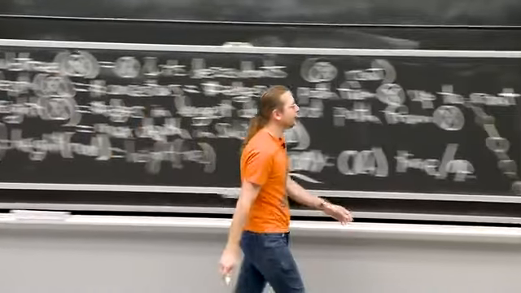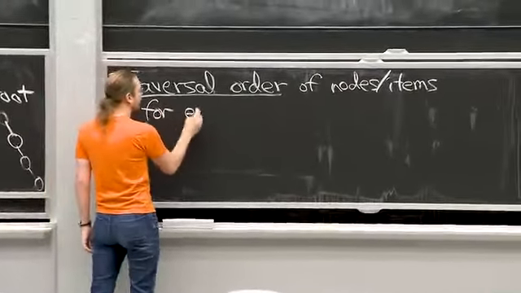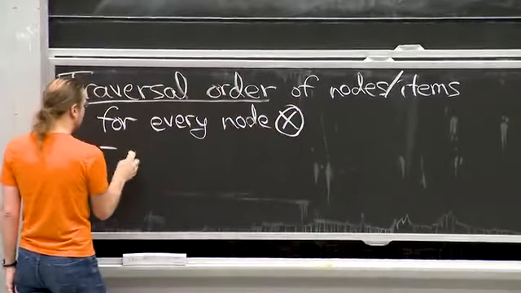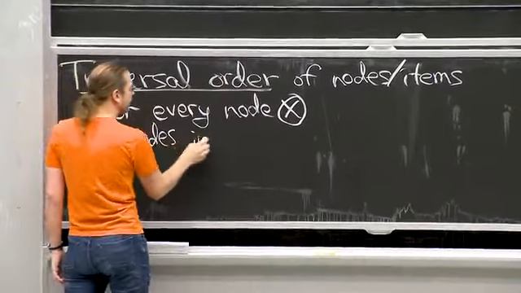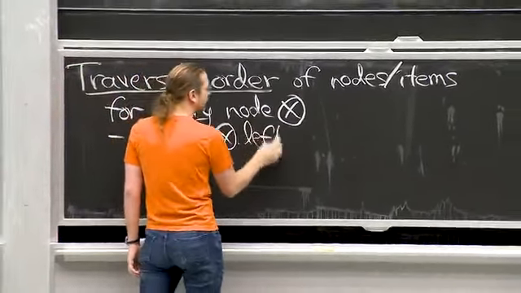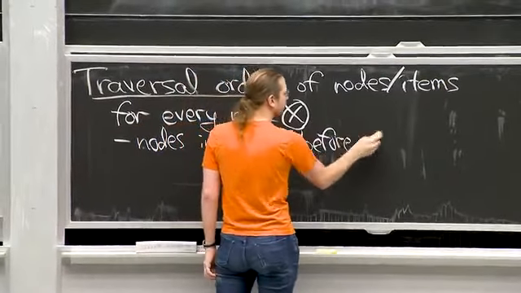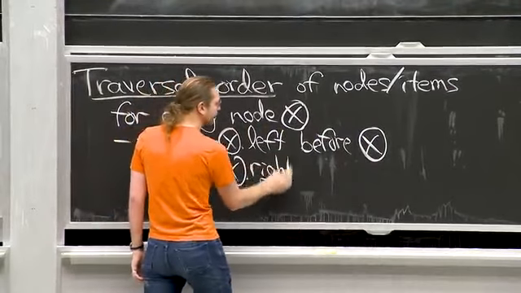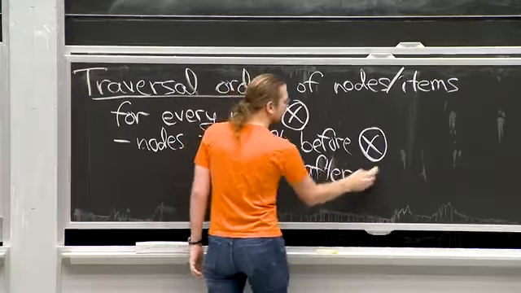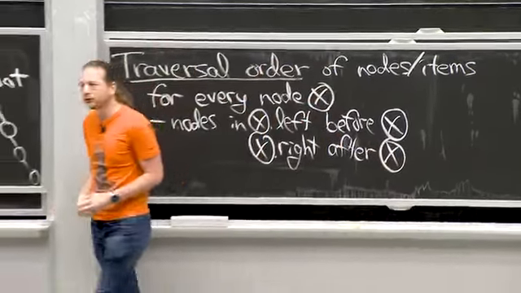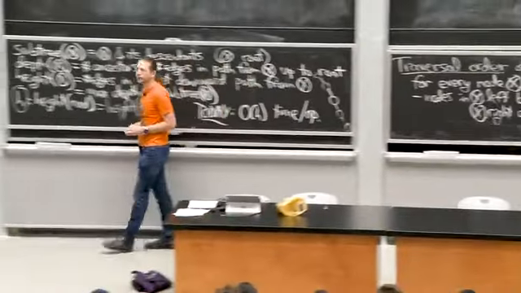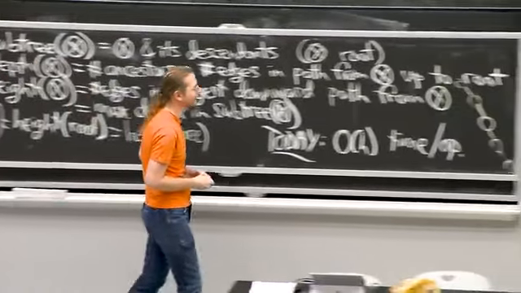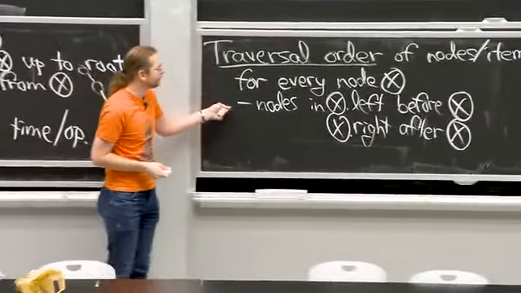OK, so we say for every node, the nodes in x.left are before x, and the nodes in x.right come after x. And this uniquely defines an order called a traversal order. It's also called the in-order traversal order. It's called in-order because it's in the traversal order. So it's very circular, but you may have seen in-order traversal. This is the same thing.